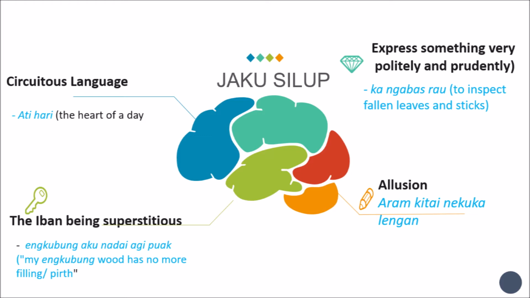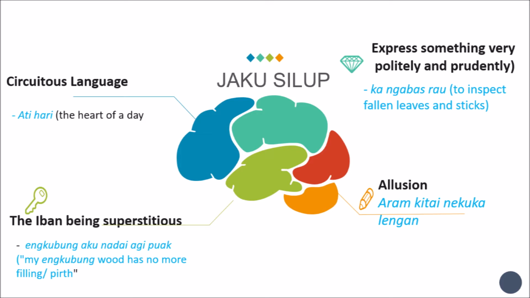For example, to inspect fallen leaves and sticks. In Iban, it is called Kak Ngabas Rau. But in English, to inspect fallen leaves and sticks. If we are thinking in a literal sense, we may think that we are inspecting fallen leaves and sticks. But no, this is not the meaning. This is just to tell the people who ask us that we are going for fishing. That is how it works, right? The first one is to express something very politely and prudently in a very hidden way.